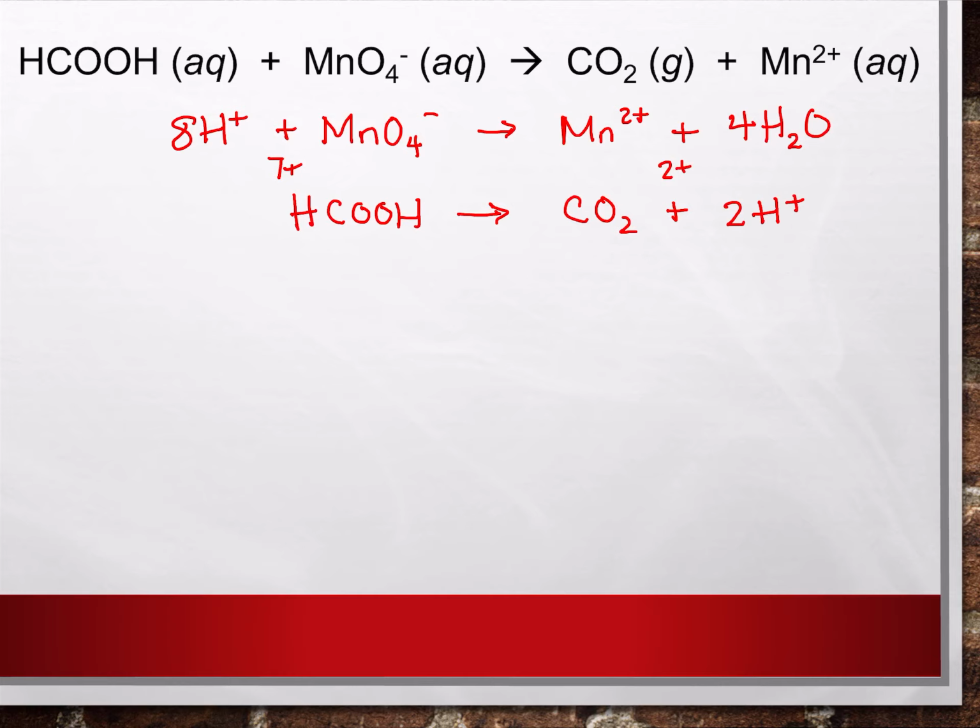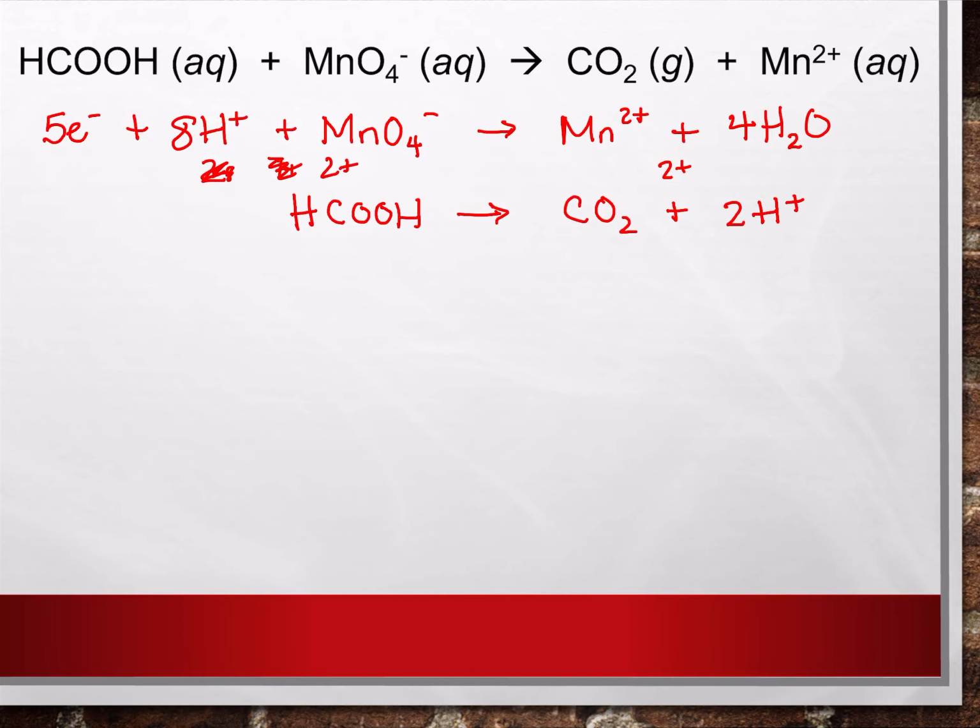So we're always going to add electrons to the more positive or less negative side. So we're going to add them to the left, and we're going to add 5 electrons. So now this is a 2+ charge, just like the other side, 2+. So now both sides have an overall charge of 2+.